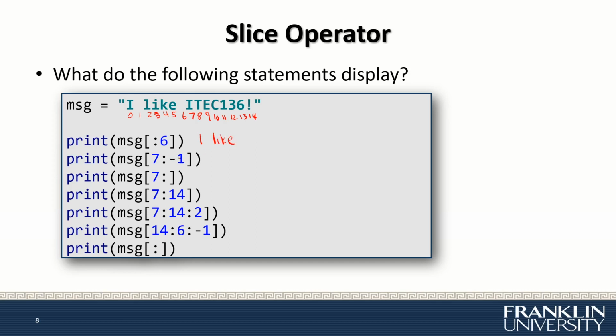Next, message[7:-1]. It starts at 7, which is the I, all the way to the end. Negative 1 means all the way to the end, but not including the end. So it would be "Itag136" without the exclamation point. If I do message[7:] without specifying the end, it would give you "Itag136!" with the exclamation point.